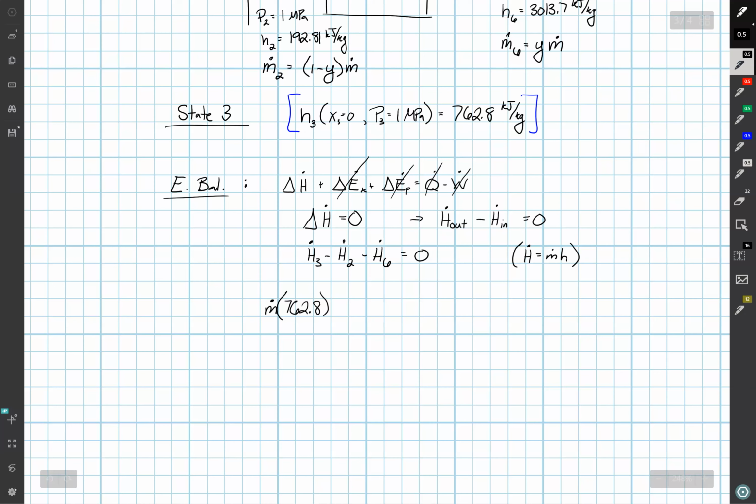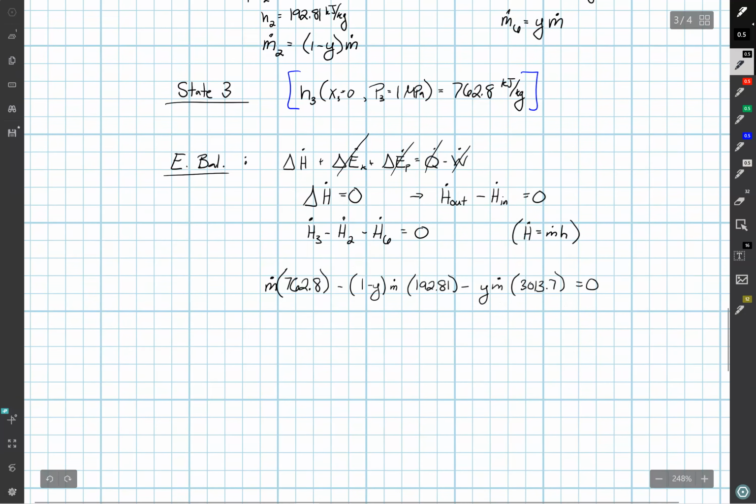I'm going to drop units on these enthalpies because all of them will be the same units. Okay, minus M dot 2, which is 1 minus Y M dot, times h2, 192.81. Now minus Y M dot, 13.7 kilojoules per kilogram, and all of that equals 0.